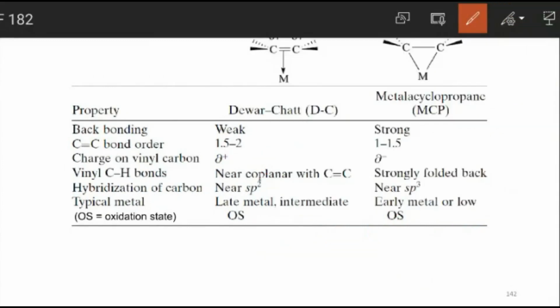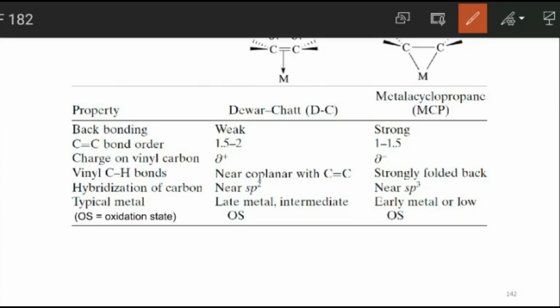Exactly the same reason. Don't think about anything like the pi back bonding, DCD, or MC model. They are only bonding, and they are all thermodynamically stable. No problem with that. Whether it is an MC model or DCD model, they are thermodynamically stable. And what actually affects the reactivity is the size. That's what the order says.